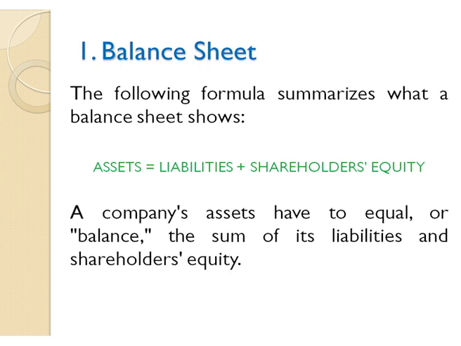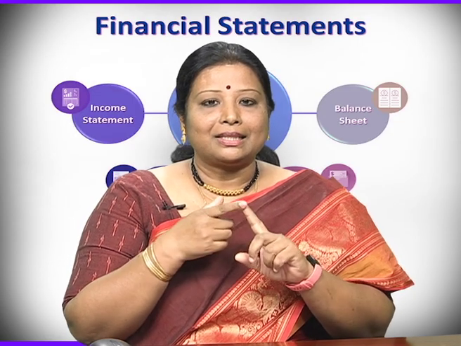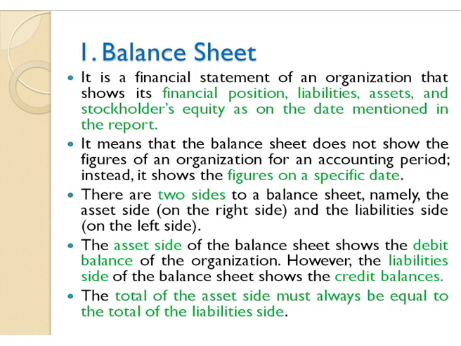That is, a company's assets have to be equal to or balance the sum of its liabilities and shareholders' equity. So, dear students, a balance sheet is a financial statement of an organization that shows its financial position, liabilities, assets and equity on a particular date. It means that the balance sheet does not show the figures of an organization for an accounting period, but it shows them for a specific date. It is not for a particular period.